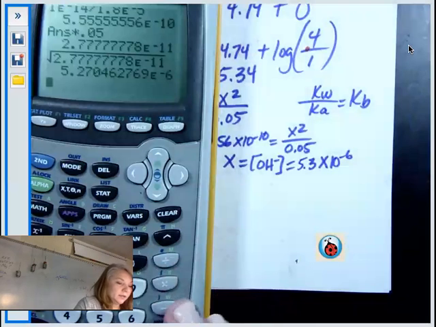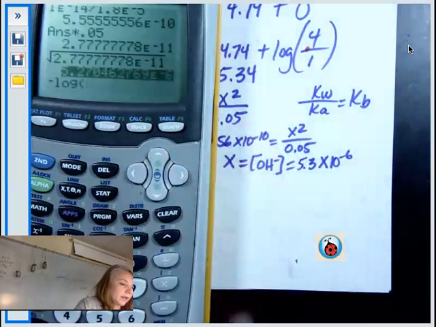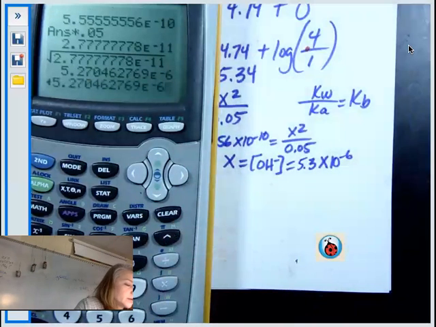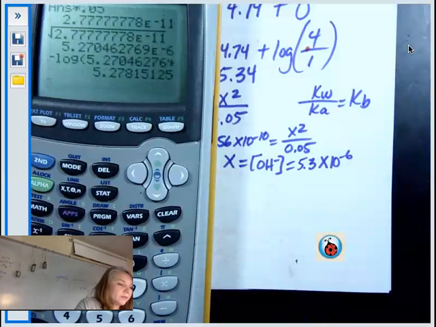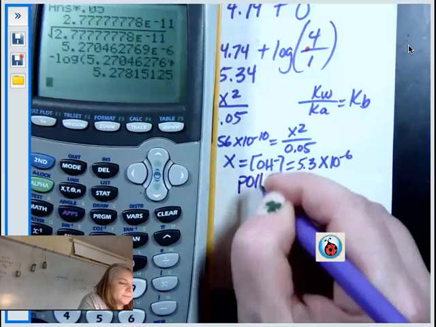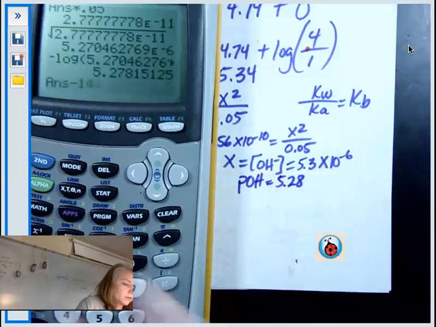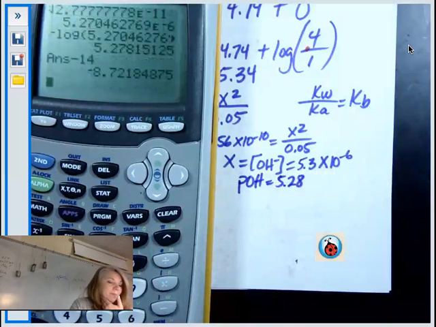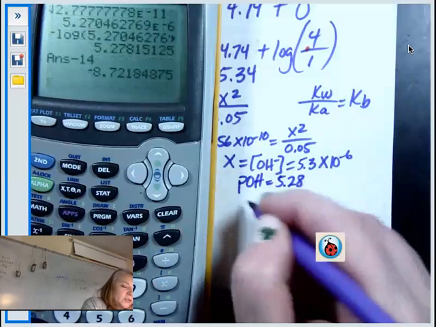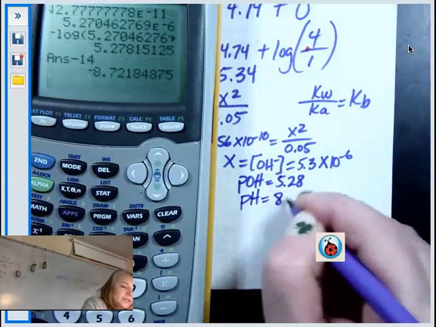All right, so negative log of this. And I got 5.27. So that's pOH, right? And then our pH would be 8.72.